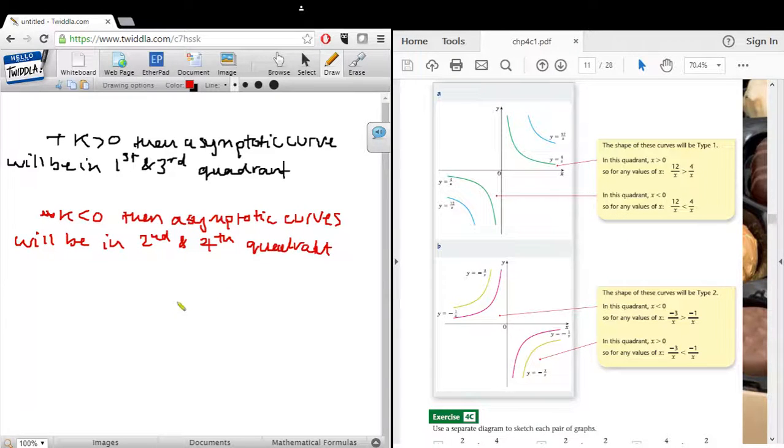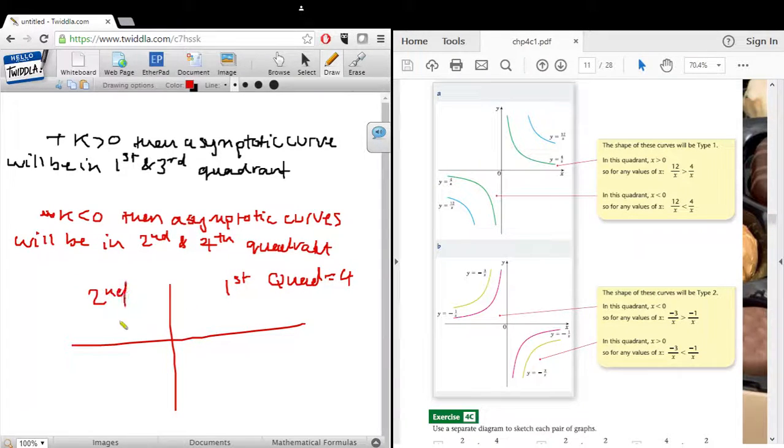For those of you who haven't figured out what a quadrant is, here's a graph. Quad meaning 4. Okay, this is the first one, this is the second one, this is the third one, and this is the fourth one. These are the 4 quadrants.